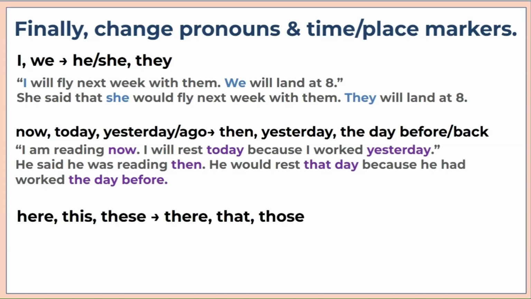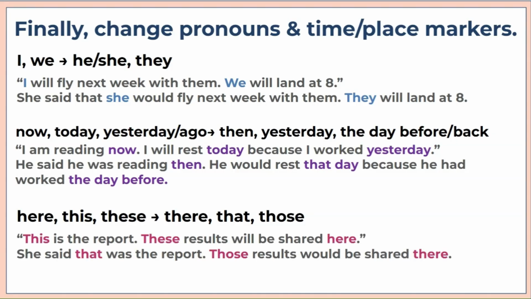Place markers like here, this, and these will backshift to there, that, and those. This isn't really a time shift, but more of a physical distance shift. So if your friend says directly, "This is the report, these results will be shared here," you would report it back as, she said that was the report. Those results would be shared there.